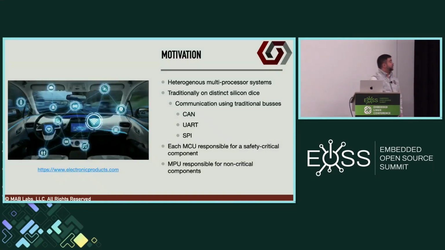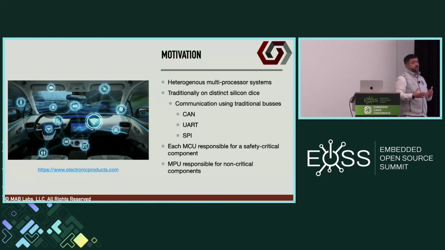So, a quick summary about the motivation behind OpenAMP. Nowadays we have a lot of heterogeneous multiprocessor systems, and traditionally they have been on distinct silicon dice. If you take the example of the automotive industry, a car, you have different MCUs responsible for different real-time subsystems. You have an MCU that's responsible for brakes. You have an MCU, or they call it an ECU, responsible for the shocks and suspension, et cetera.